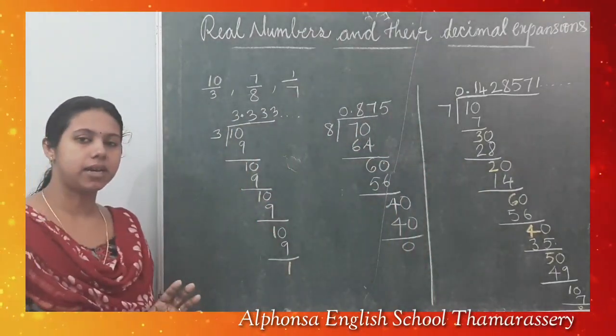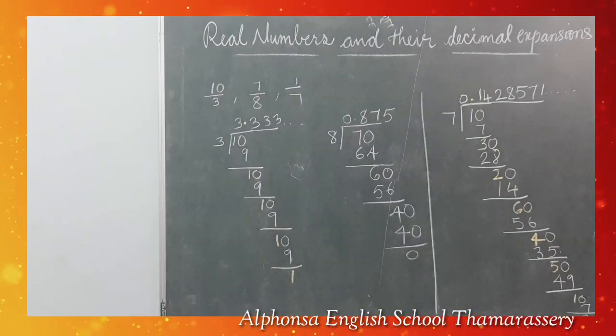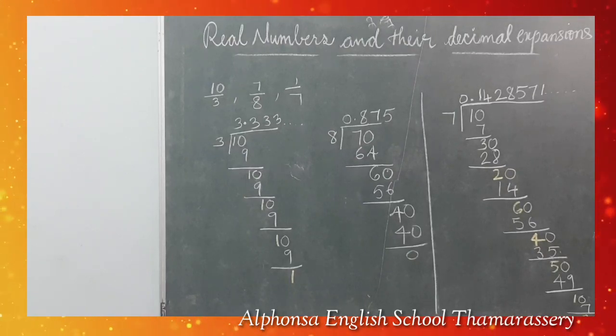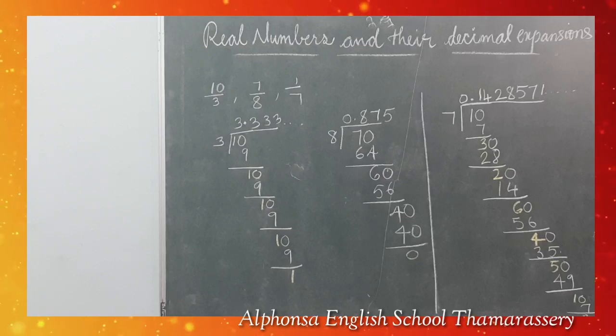So from these three examples, you will understand two things. The first one is the remainder either becomes 0 after a certain stage or starts repeating itself. And the number of entries in the repeating string of remainders is less than the divisor.